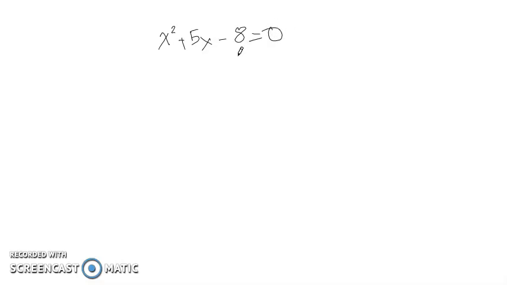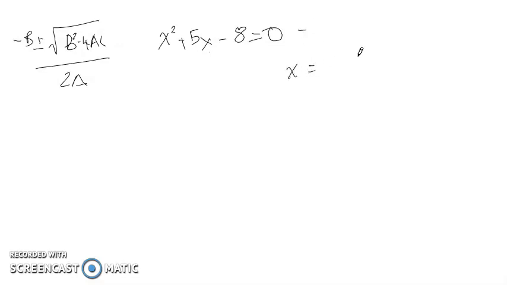First thing we'll do is search for factors of negative 8. Are there any factors of negative 8 that add to 5? There are none. So now what do we do? We would use the quadratic formula, negative b plus or minus the square root of b squared minus 4ac over 2a.